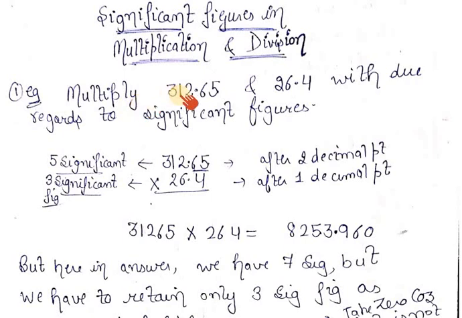We have to multiply 312.65 and 26.4 with regard to significant figures. That means you have to multiply two numbers. First one is 312.65 and second one is 26.4. First of all, you will notice that in the first number, how many significant figures are there? 1, 2, 3, 4, 5. That means 312.65 has a total of 5 significant figures.